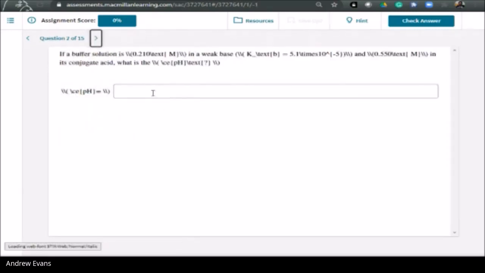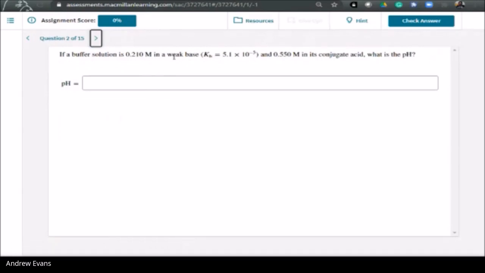And a buffer solution is 0.21 molar in a weak base, Kb, blah, blah, blah, and 0.55 molar in the conjugate acid. What is the pH? Okay, so I'll do a quick buffer question. They give us a Kb of 5.1 times 10 to the negative fifth. Let's say the base is 0.21 and the conjugate acid, BH plus, is 0.55.